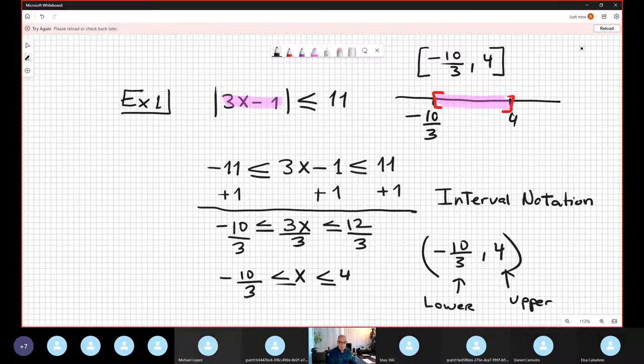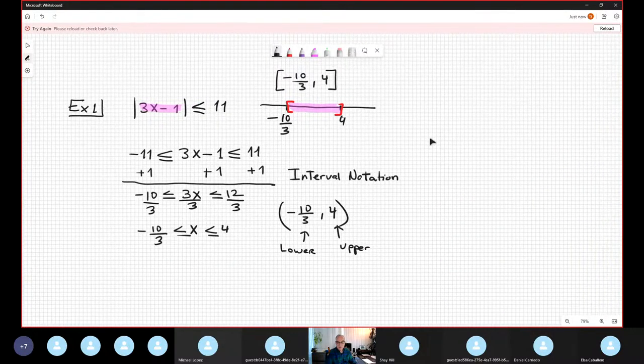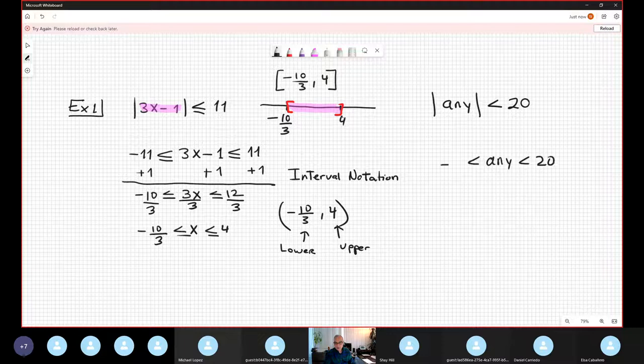Let's see now. In general, you have the absolute value of any expression less than one number, suppose hypothetically 20. You copy the expression without the bar, in between 20 and negative 20. That's the idea, and you solve this three-part inequality. Easy. Therefore, in the less than case we always obtain one interval, only one.